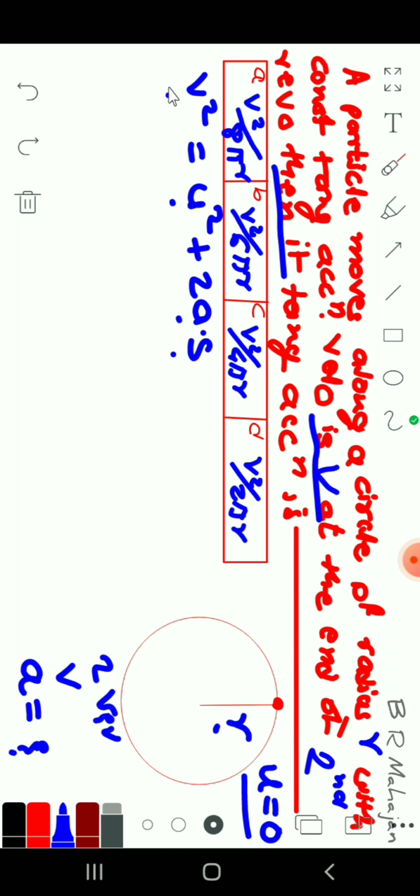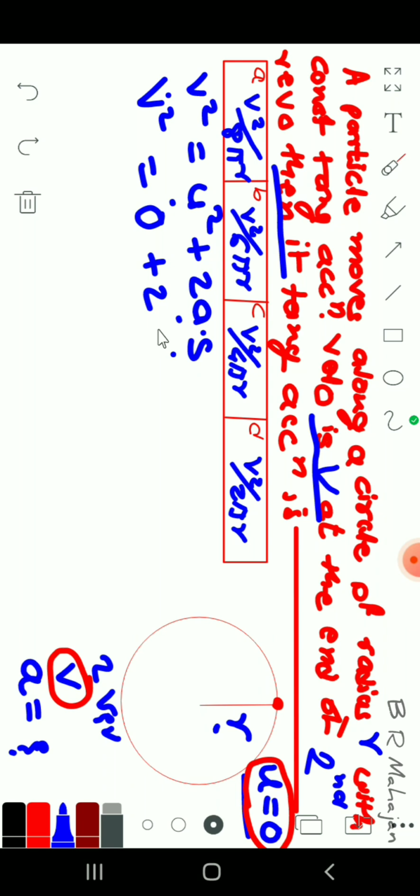v is already given, the final velocity of that particle. This is given to you. The final velocity is v square as it is, no change. u square is the initial velocity. As it is starting its motion, we have already considered that its initial velocity u equal to 0. Therefore, let me put the value of u as 0. 0 square becomes simply 0. Plus 2 into a, the tangential acceleration. This is because of the change in velocity magnitude.